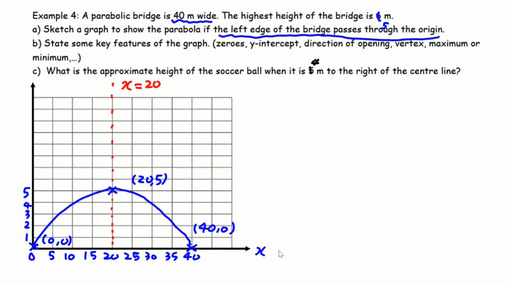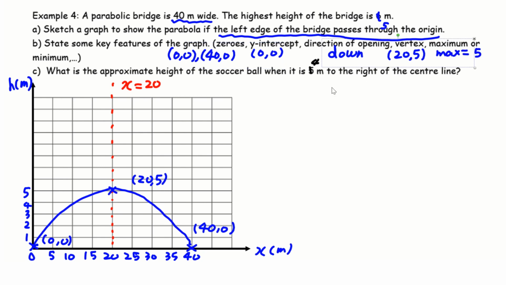And this is x, the width of the bridge, and this is the height of the bridge. So the important information: zeros are the x-intercepts 0, 0 and 40, 0. And the y-intercept is the same as your x-intercept. Direction of opening is open down. And the vertex is 20, 5. It opens down, so you have a maximum at the vertex, equal to the y coordinate at the vertex.